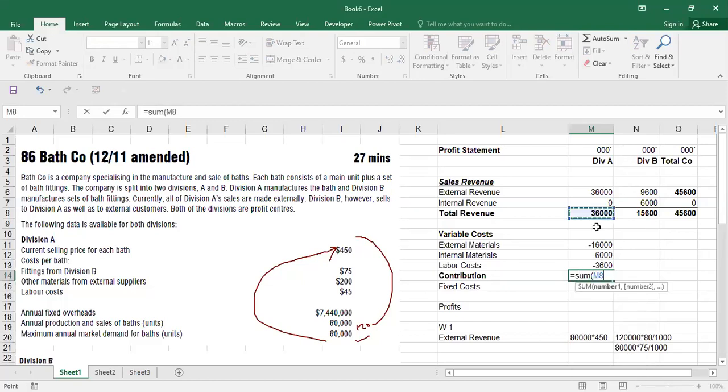I'll make a total of all these. So their contribution is 36, 16, 6. How come it is 10,400? External material, internal material, and labor. Sir, there was some difference in labor cost formula. Why? Labor cost? Sir, because you didn't put brackets, maybe that's why.